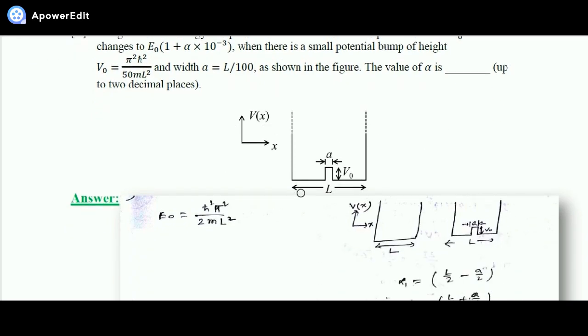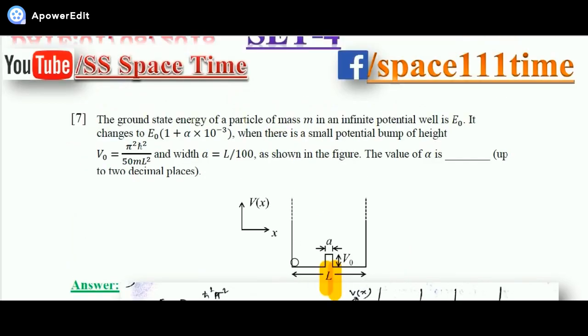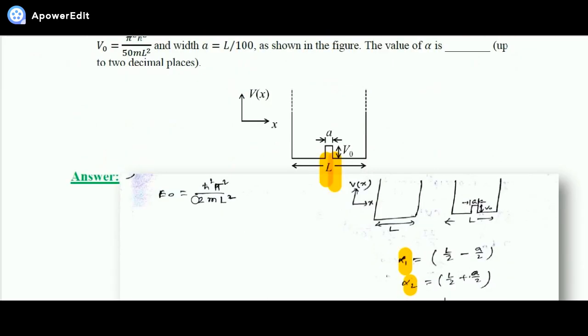So this is the figure. As you can see, this length is L. If it is a, then this point is L by 2 minus a, and this end is L by 2 plus a. We are naming them alpha 1 and alpha 2, and a is given by L by 100.